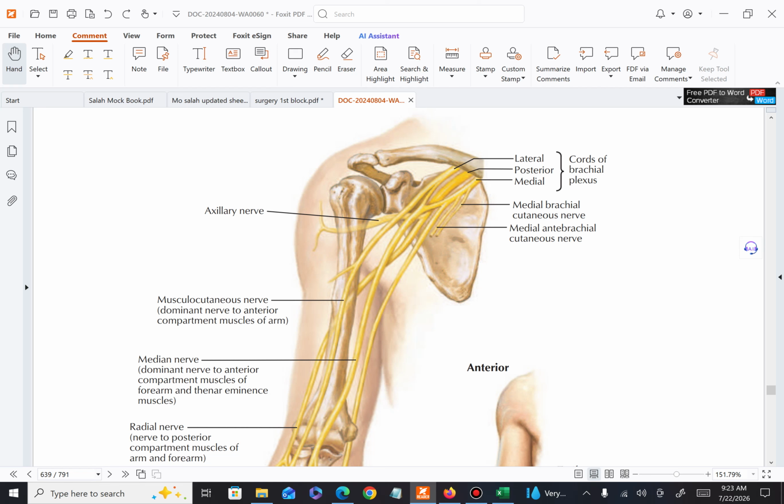Hello, let's talk about the ulnar nerve. The ulnar nerve is one of the terminal branches of the brachial plexus. It originates from the medial cord of the brachial plexus.